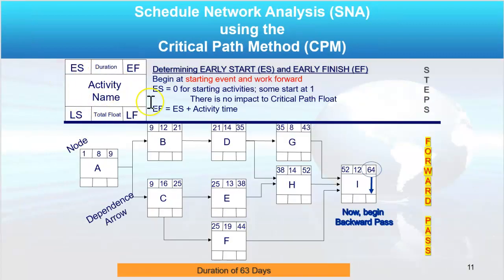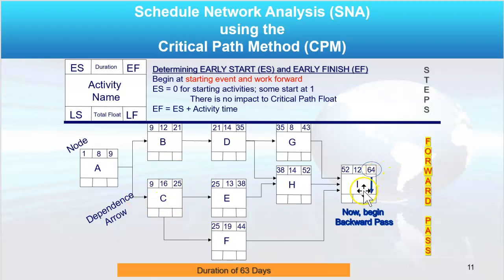So I fill out this box by doing a forward pass first. I can start activity A on day 0 or day 1. It's up to me. It's an 8-day duration, and you can see that it'll end on day 9. Well, that means I can begin activities B and C on day 9. B has a 12-day duration and has an early finish of day 21. C began on day 9, early start, had a 16-day duration, and has an early finish of day 25.